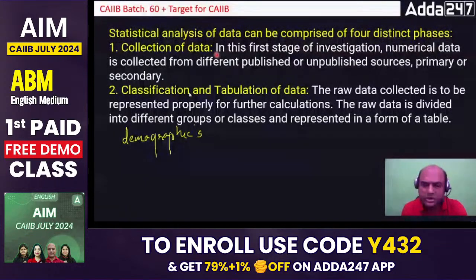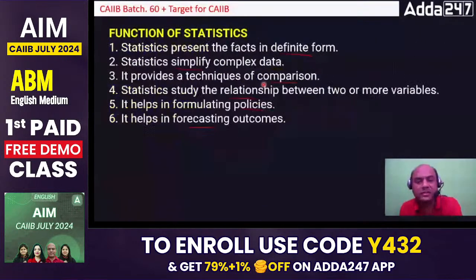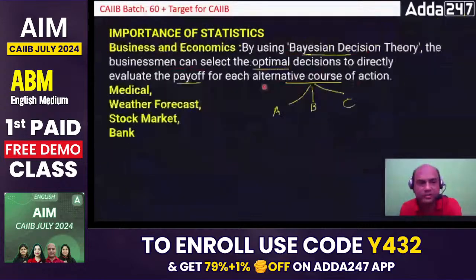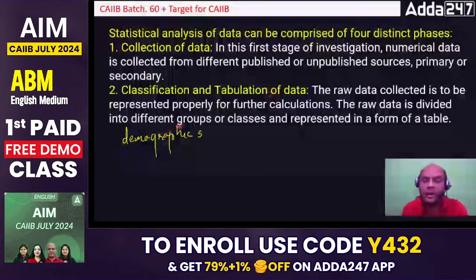Now these names are so simple, they are self-explanatory. Suppose I tell you collection of data. Collection of data means you already know: in the first stage of investigation, numerical data is collected from different published or unpublished sources, primary or secondary data. Now it's a confusion for you. What is primary or secondary data? In every banking or every analysis, there is something called primary and secondary data.